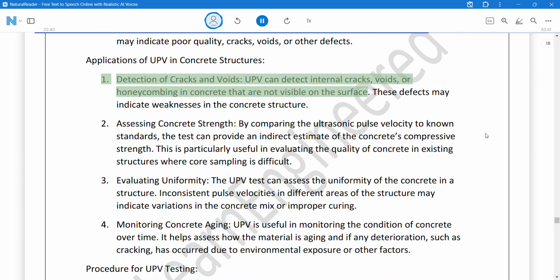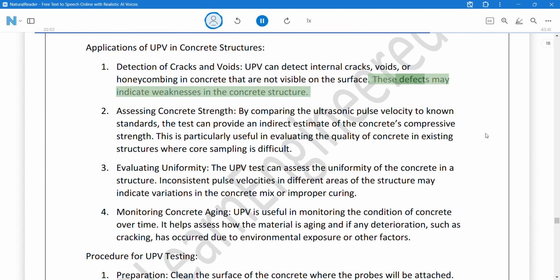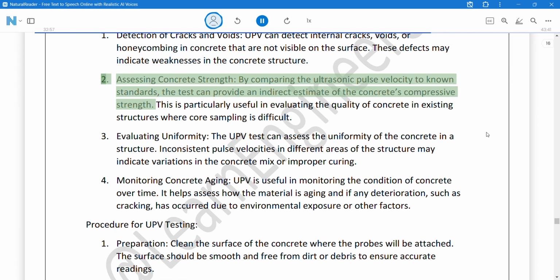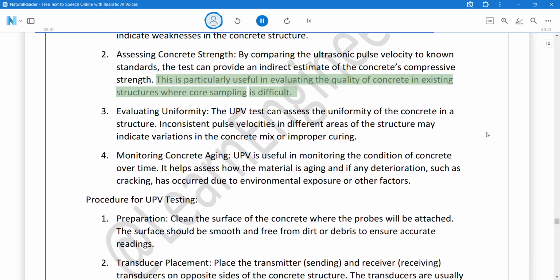Applications of UPV in concrete structures. 1. Detection of cracks and voids. UPV can detect internal cracks, voids, or honeycombing in concrete that are not visible on the surface. These defects may indicate weaknesses in the concrete structure. 2. Assessing concrete strength. By comparing the ultrasonic pulse velocity to known standards, the test can provide an indirect estimate of the concrete's compressive strength.